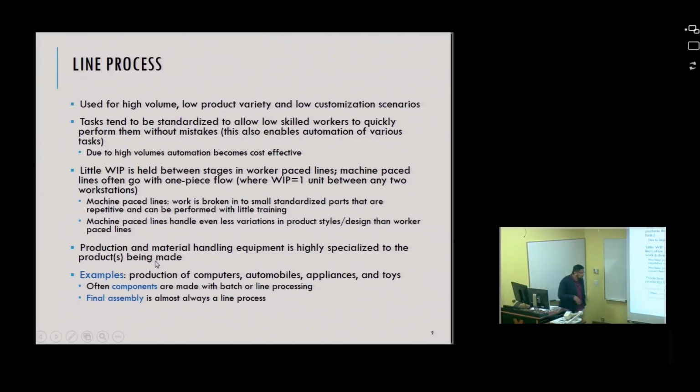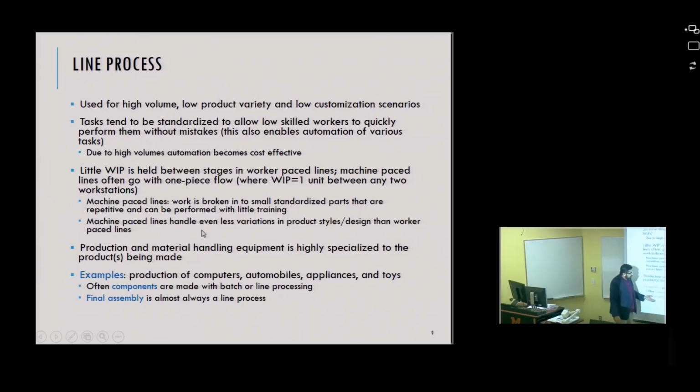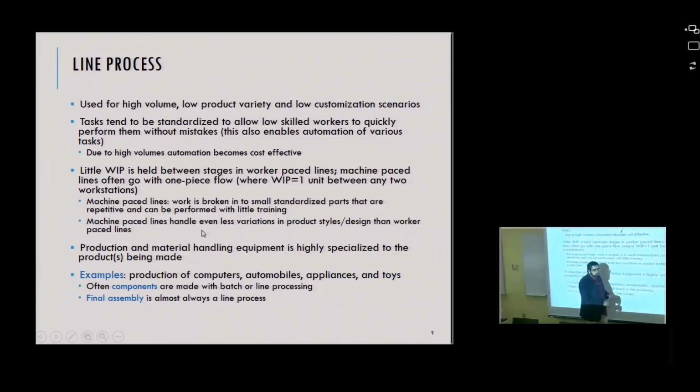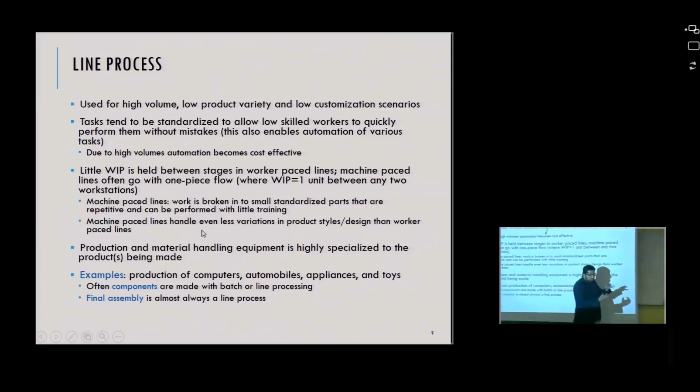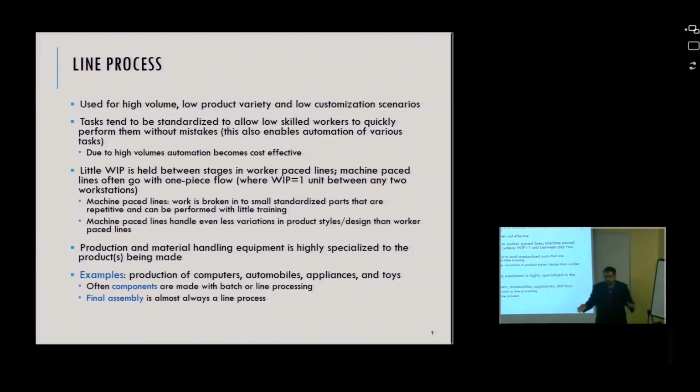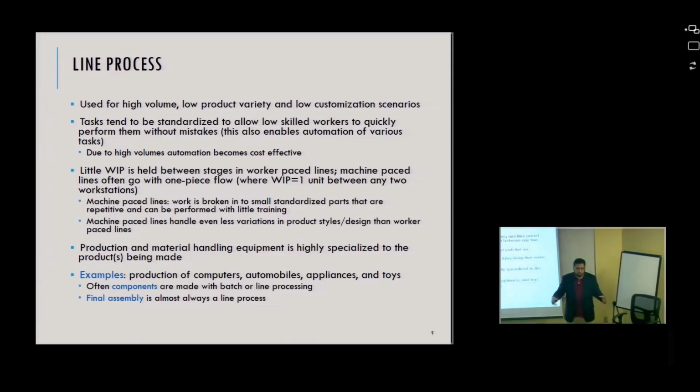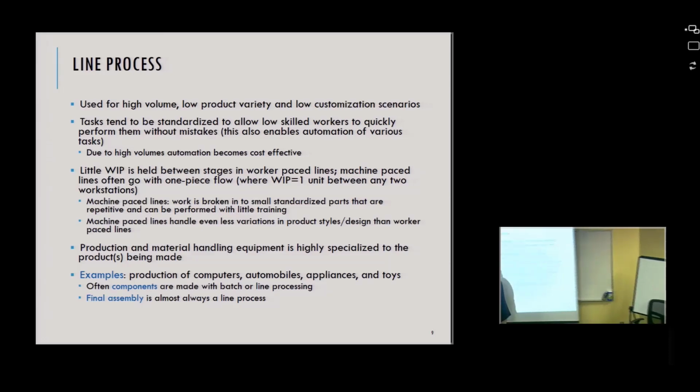Okay. In many industries, the final assembly is a line process. So at the end, you have to put some things together to make the final product. Assembly operations are often done in a line process. Okay. In some industries, the components may be made in line process as well.